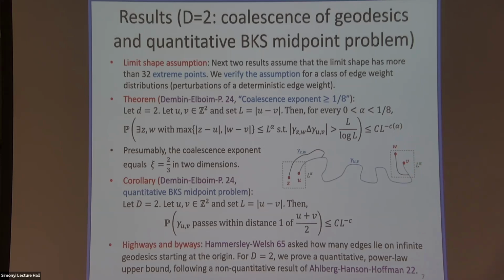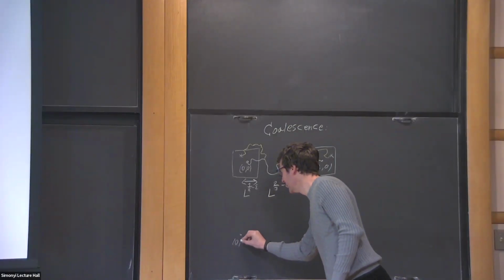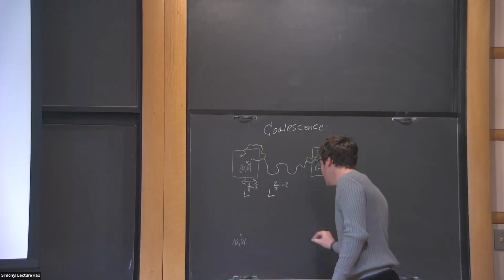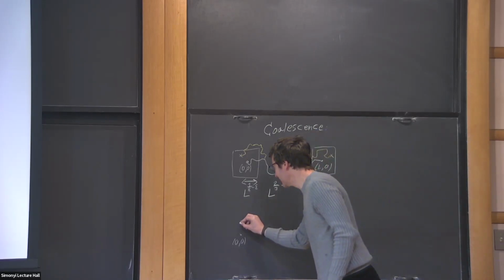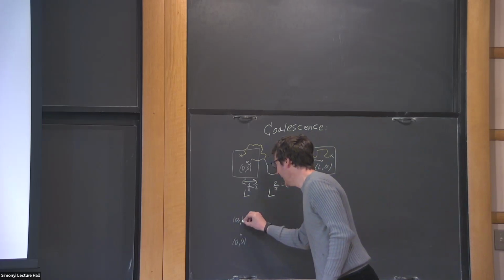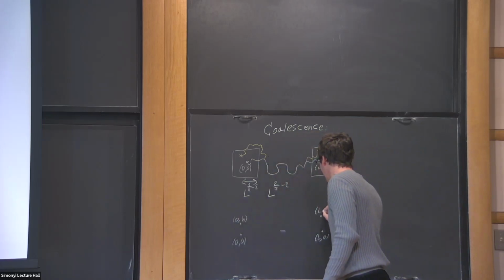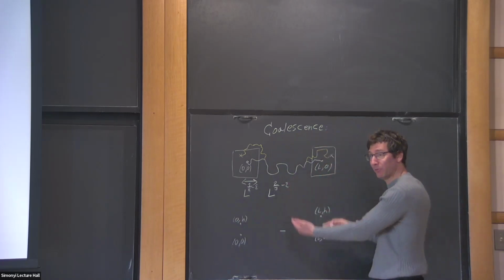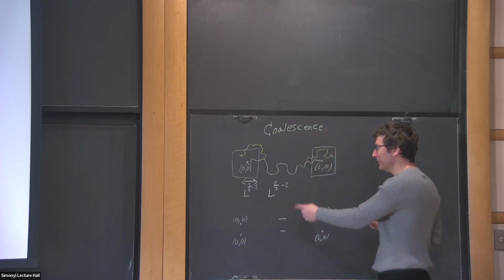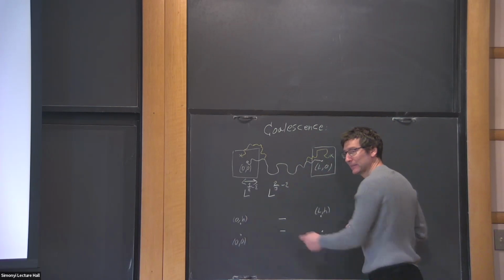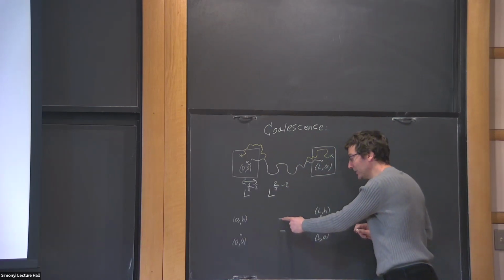You immediately get from this a quantitative result on the midpoint problem by the following argument. I'll only sketch that. Suppose that when you go from 0, 0 to L0, you do have a good chance to pass through this edge. Then, if you instead go from 0h to Lh, then by translation invariance of the whole picture, you will have a good chance to pass through this edge. However, the two geodesics coalesce if h is small. So do they pass here or do they pass there?